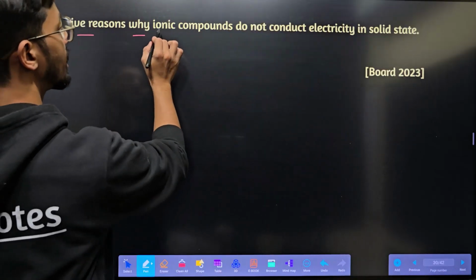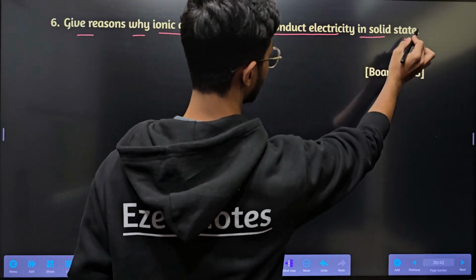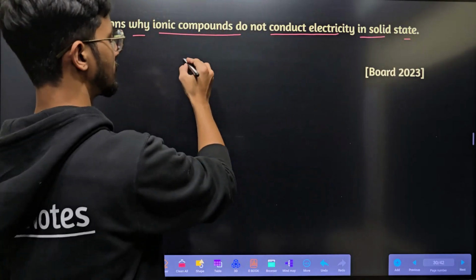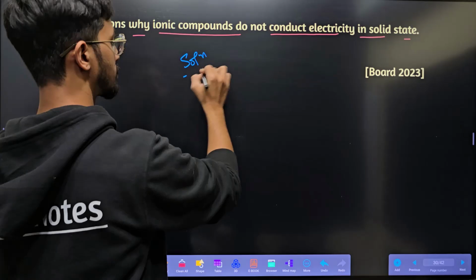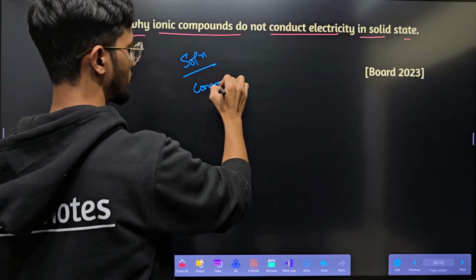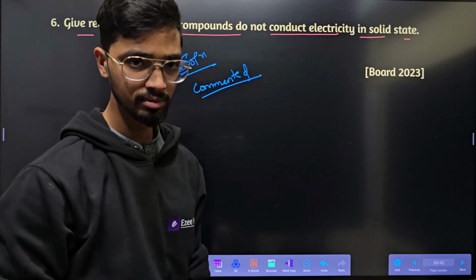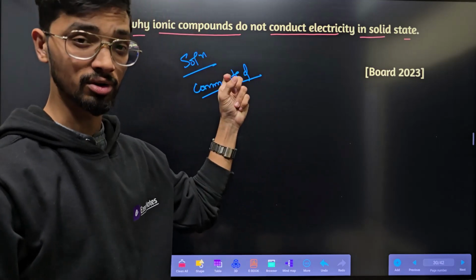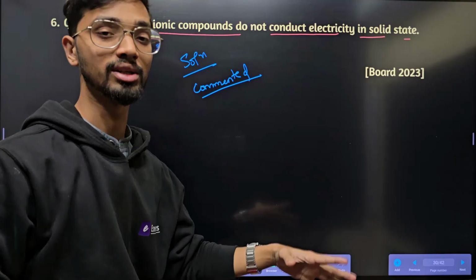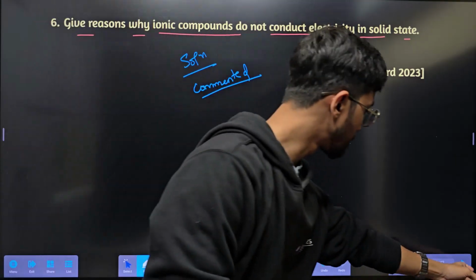Give reason why ionic compounds do not conduct electricity in solid state. The solution should be commented below, because we have done this question already in today's class itself. Okay.